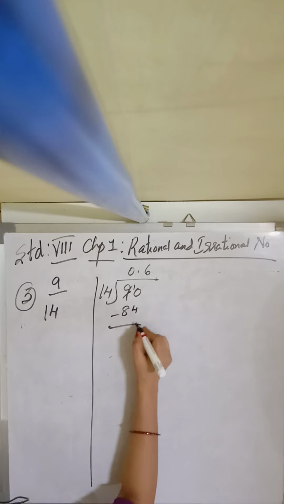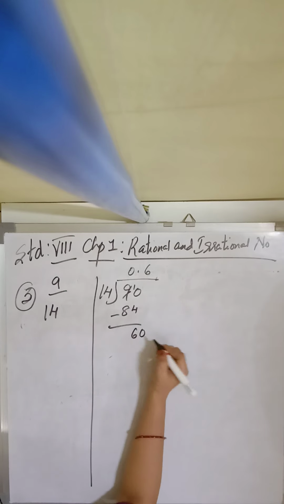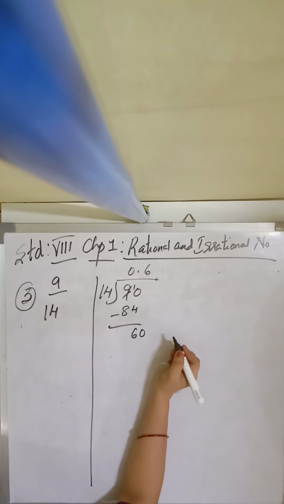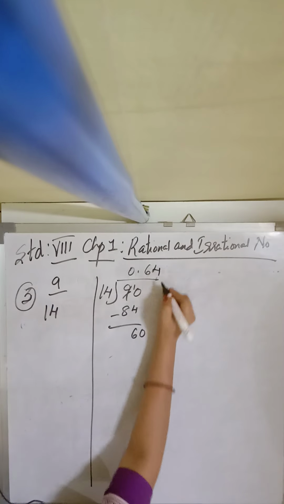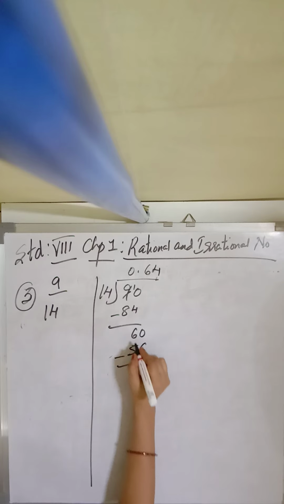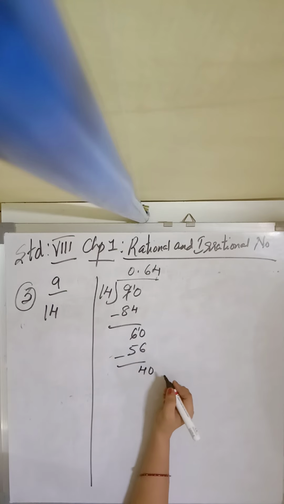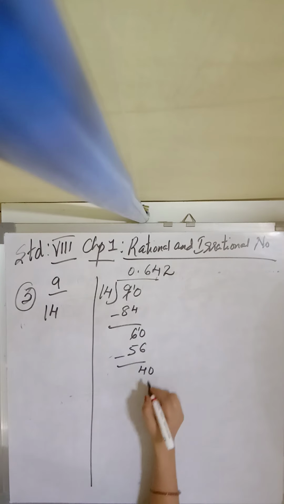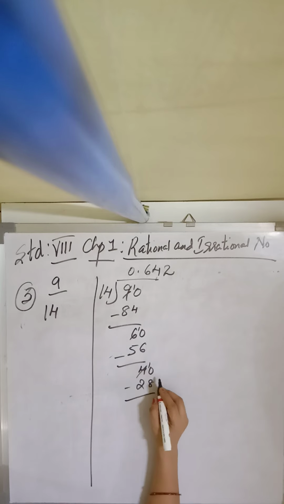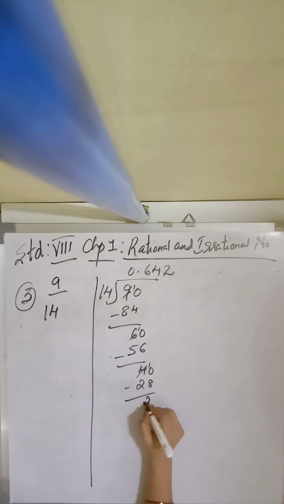Now 14 ones are 14, 14 6s are 84. So here we are getting 6, again 0. Then 14 4s are, children, what is 14 4s? 56. 14 4s are 56. That means 4 0. Then 14 2s are 28. Yes, children, this division is as we have done in previous classes also, that is 2 0.